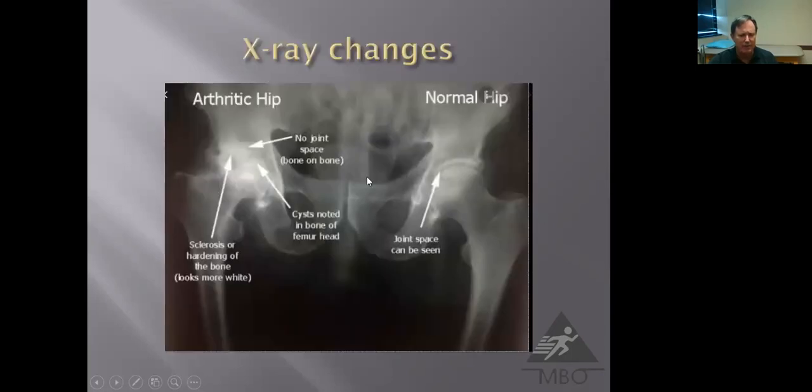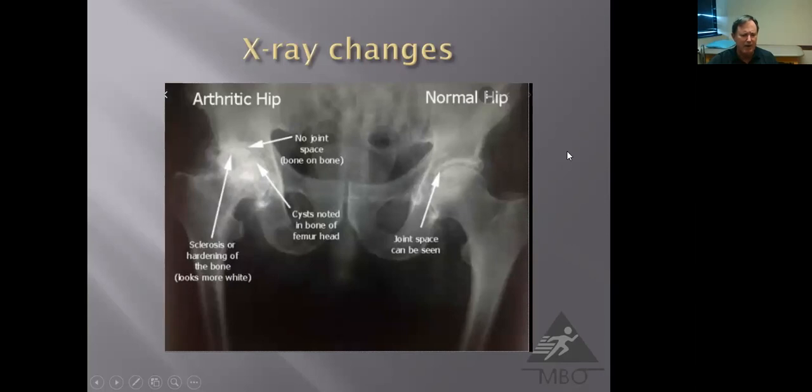Again, these are some of the findings of hip arthritis. Here you've got the joint space. Here you don't have one. You've got these bone cysts and bone spurs. So hip arthritis, unless it's very, very mild, can be picked up on a plain x-ray.